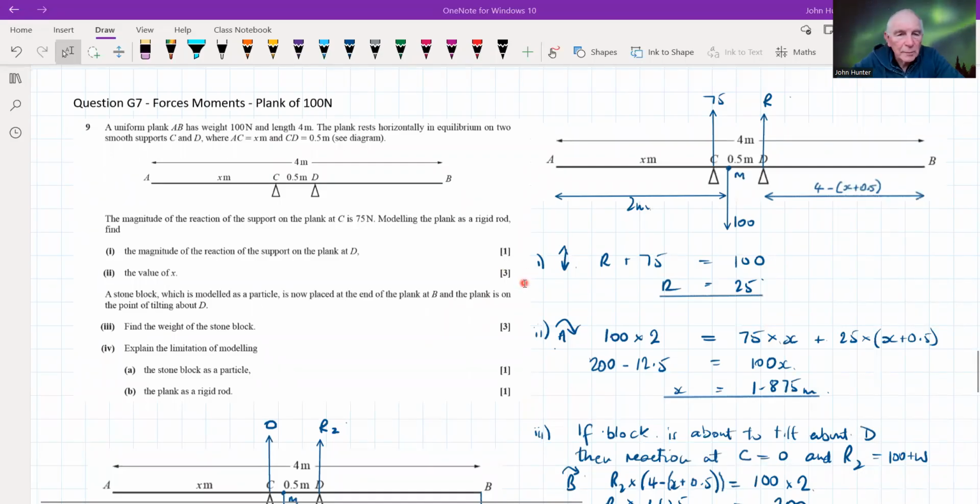Okay, we've got a worked example here, which is in the forces section, and this is a moments problem. A plank of 100 newtons. Let's just have a look at the problem. A uniform plank AB has weight 100 newtons and length 4 meters. The plank rests horizontally in equilibrium on two smooth supports, C and D, where AC equals X and CD equals 0.5, both those in meters. The magnitude of the reaction of the supports on the plank at C is 75 newtons. Modelling as a rigid rod, find the magnitude of the reaction of the supports on the plank at D.